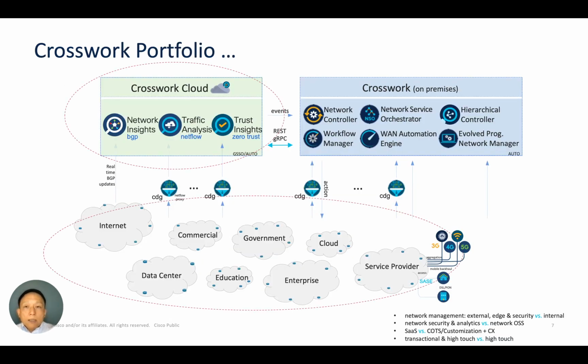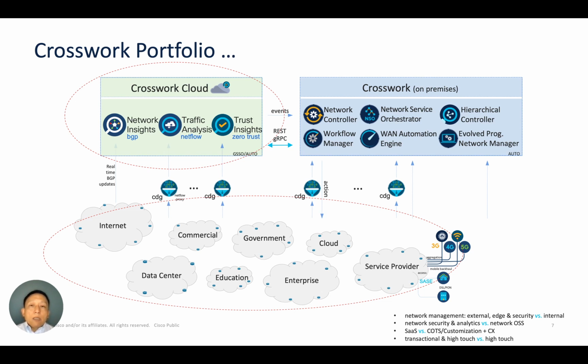Okay, so let's give everybody a quick overview of what the Crosswork portfolio is. Inside the Crosswork portfolio, we have two categories of solutions. On the right-hand side in the blue box, you have Crosswork on-premise. I think these are the solutions that people know very well. These are traditional OSS, operational support systems, NMS, network management systems, or EMS, element management systems. And then on the left-hand side, in the green box, that is Crosswork Cloud, a SaaS solution. I think these are younger and newer solutions, so people are not as aware.